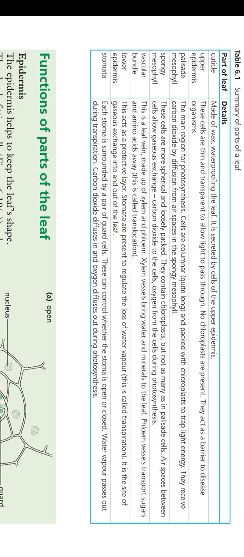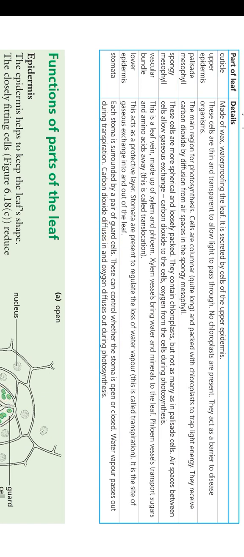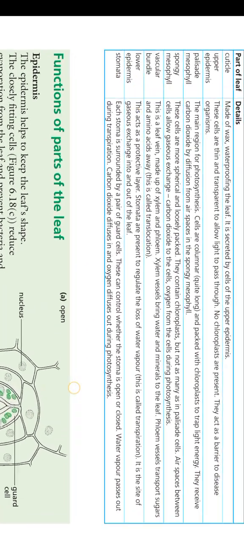Stomata are present to regulate the loss of water vapor. This is called transpiration. It is the site of gas exchange into and out of the leaf. So stomata: each stoma is surrounded by a pair of guard cells. These can control whether the stomata are open or closed. Water vapor passes out during transpiration. Carbon dioxide diffuses in and diffuses out during respiration.